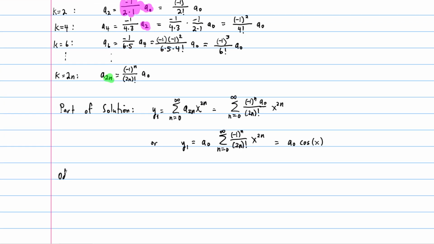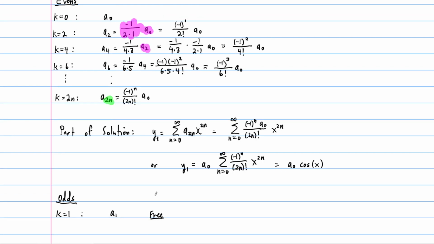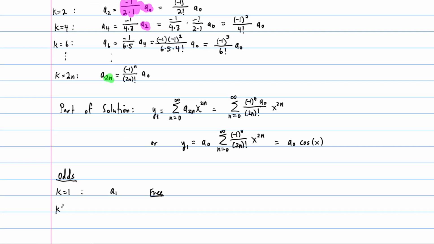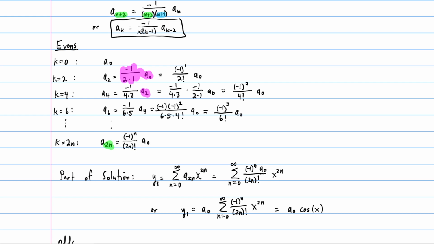So for the odds, here's what you're going to do. You're going to start with k equals 1, and then your first term is a1. There's nothing you can say about that, right? So this one is actually a free coefficient, right? And notice that up here the same thing happened. We had a0. The first one was free. Then the next one is k equals 3. So for k equals 3, what do we get? Well, a3 is going to be equal to negative 1. It's the same formula. We're just plugging in odds.